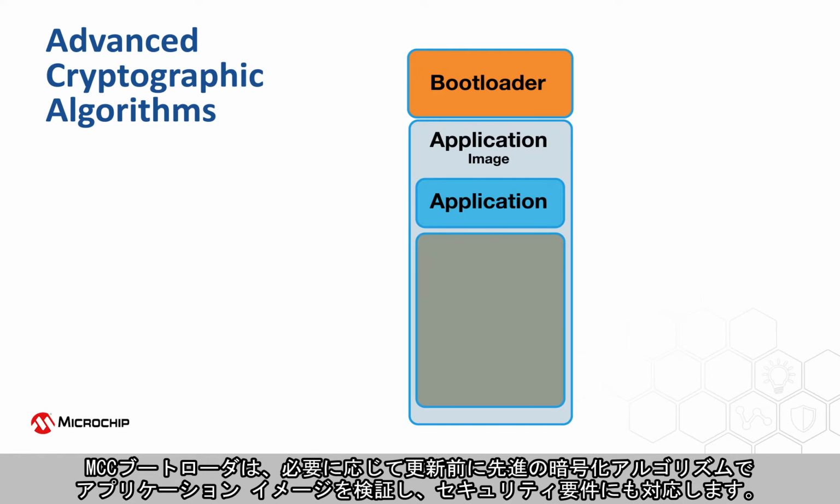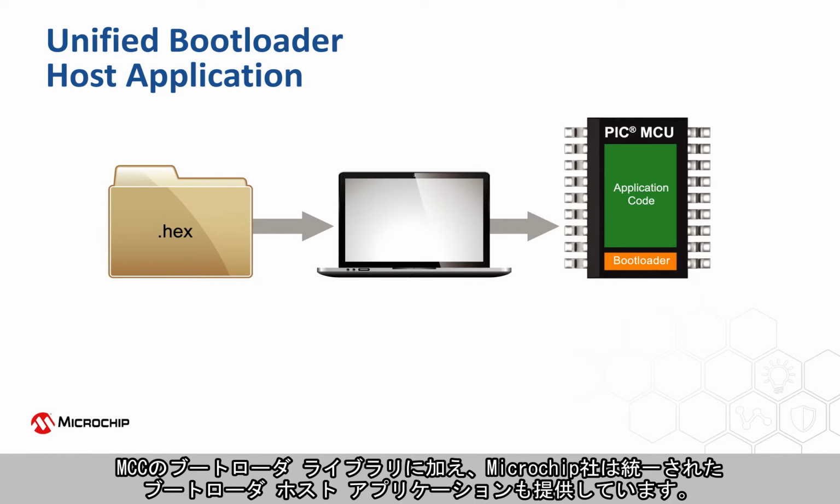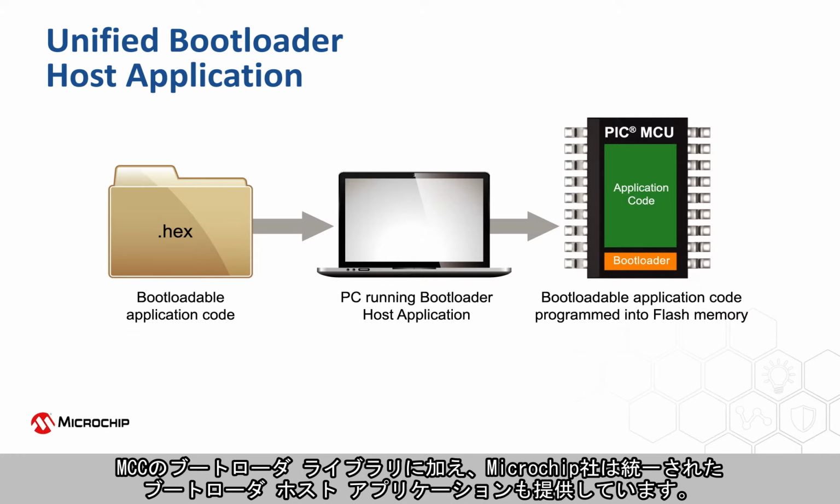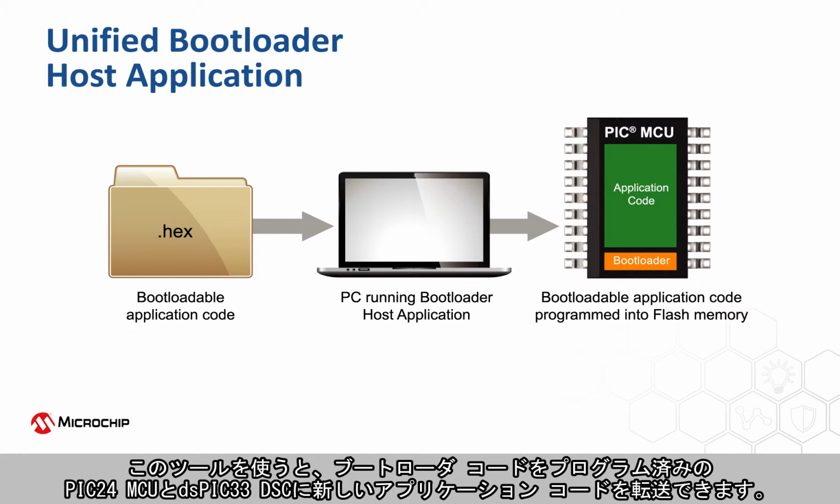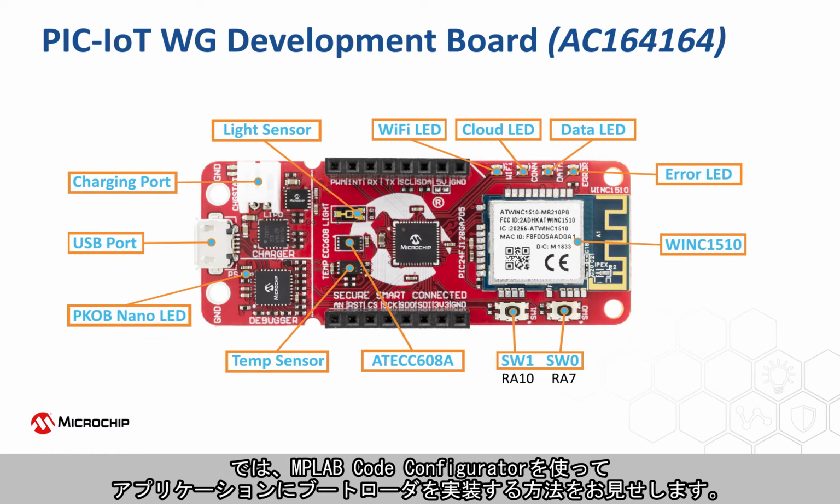MCC Bootloader also takes care of your security requirements by optionally allowing the application image to be verified for its authenticity using advanced cryptographic algorithms before updating it. To complement the bootloader library in MCC, Microchip provides a unified bootloader host application. This tool can be used to transfer new application code to a PIC24 MCU or a dsPIC33 DSC that contains the bootloader code.